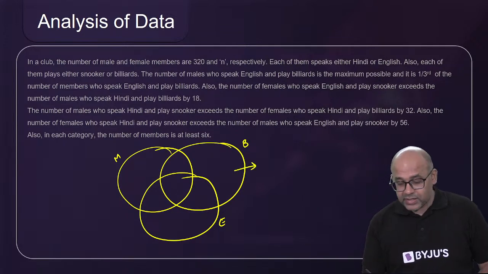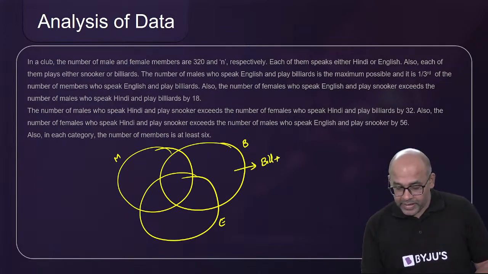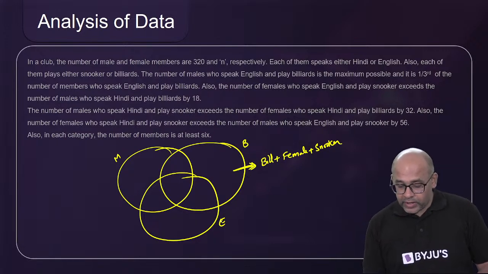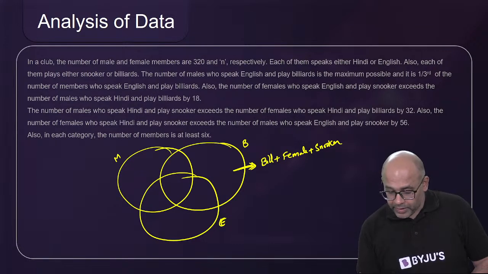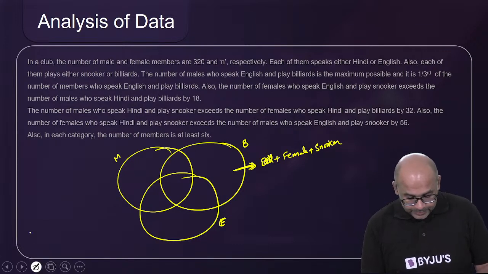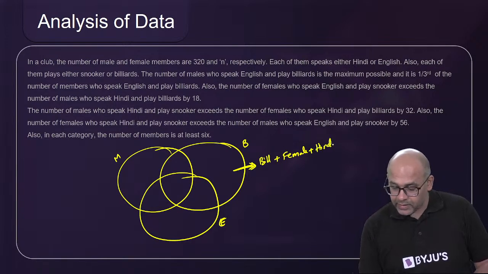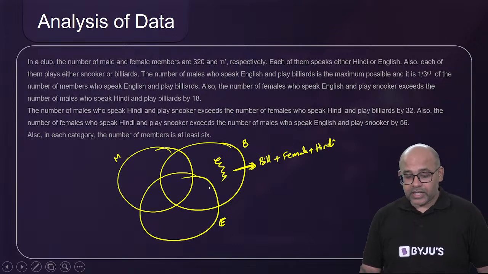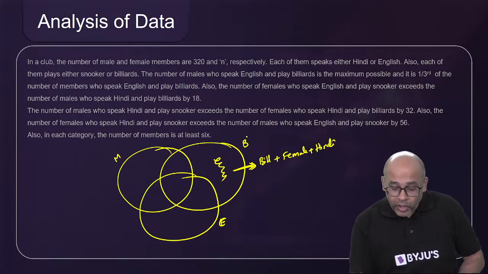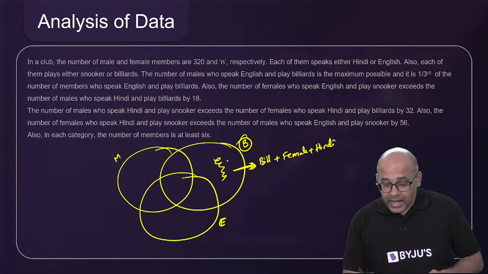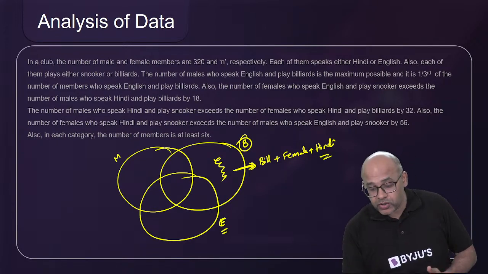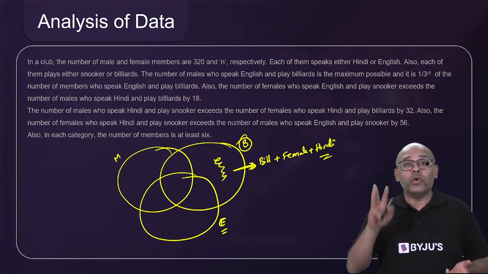So what is this? This represents billiards plus female plus snooker. Why? Because this does not fall under... sorry, not billiard. Sorry, this is not snooker. My bad. This is billiards plus female plus Hindi. Because this region does not fall under male, therefore it is female. It falls under billiards, so billiards. And it is not falling under English, therefore it has to be Hindi. So every region now has three parts.